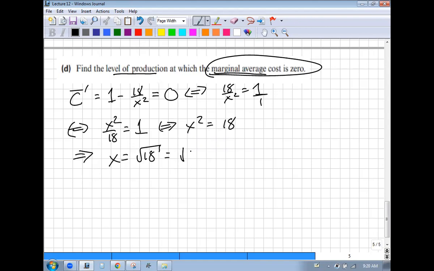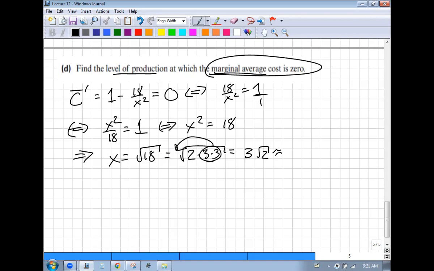So let's see, 18 is what, 2 times 9. 9 is 3 times 3, right? So I can pull 2 of those out to make 1 outside. So whatever that is, and this is a decimal, right? Let's see, what is this?